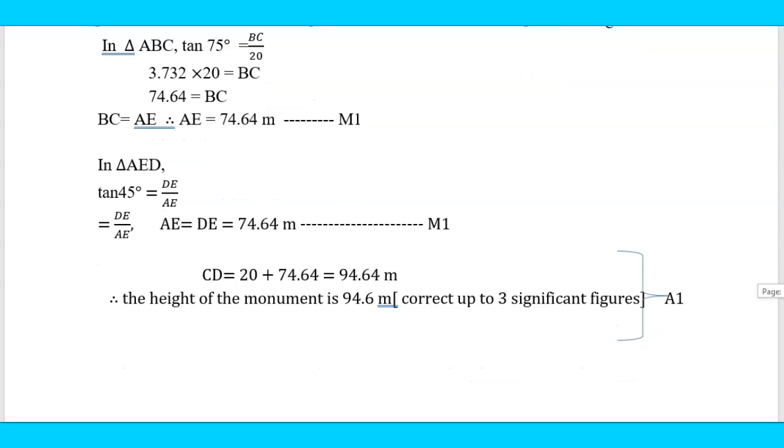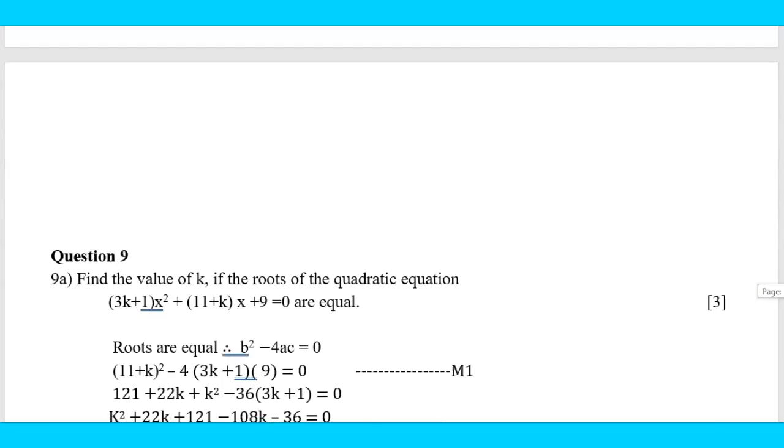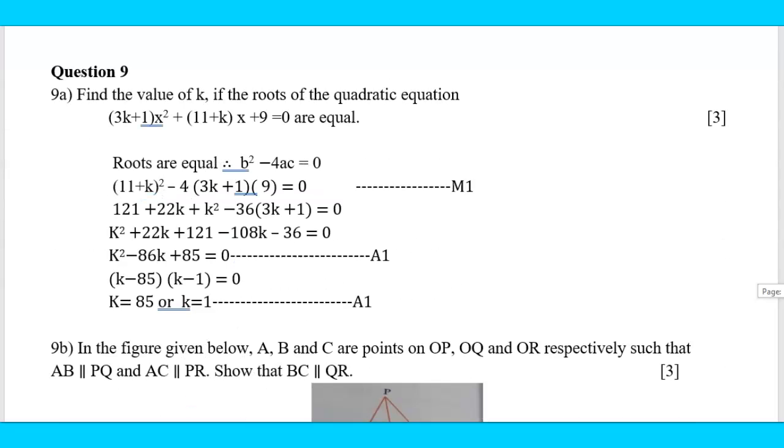Now we'll move on to question number 9. Here you are given that the roots are equal, so b square minus 4ac will be 0. Substitution of the values of b, a and c in the formula, you will get 1 mark. Getting the quadratic equation, you will get 1 mark, and getting the values of k as 85 and 1, you will get 1 more mark.